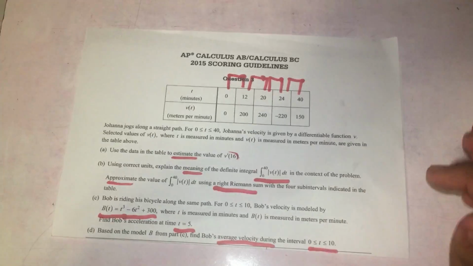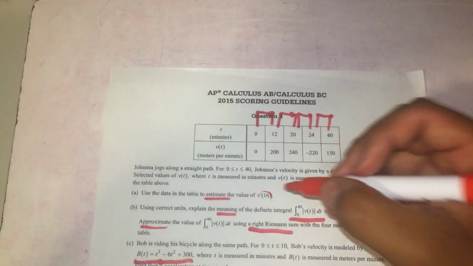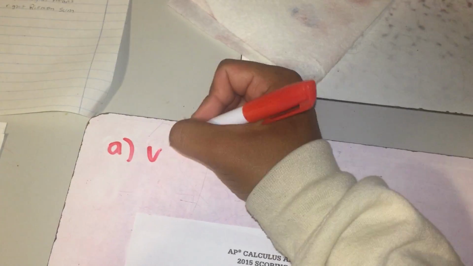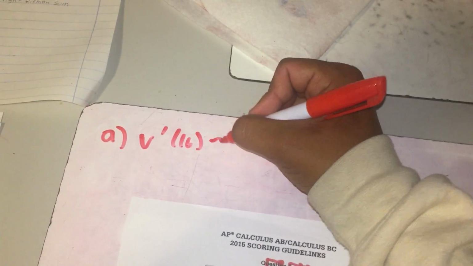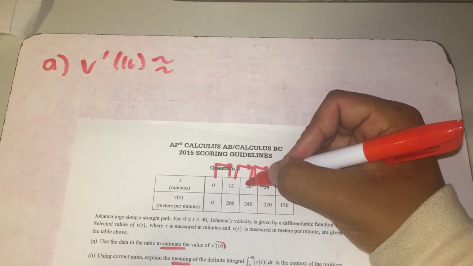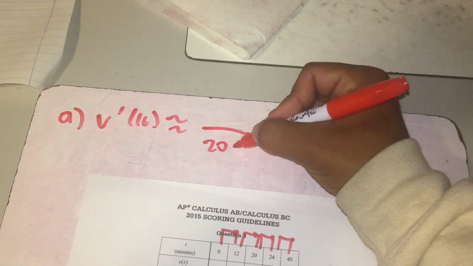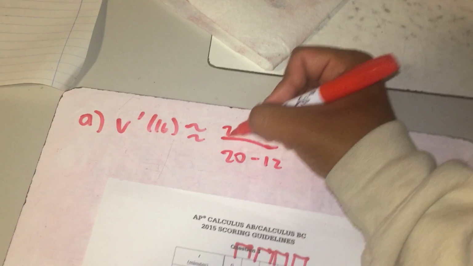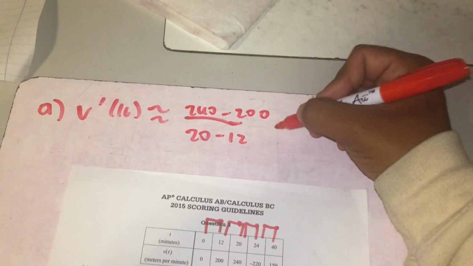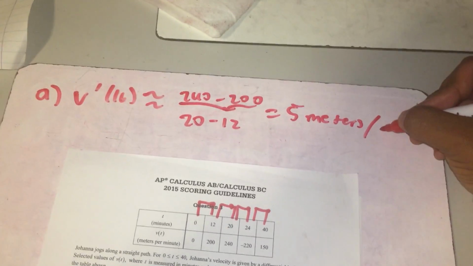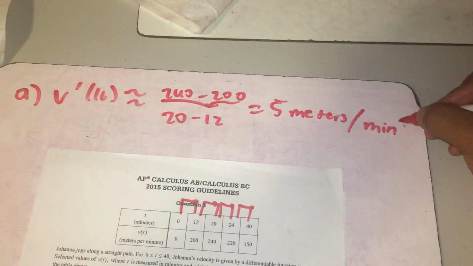For problem A, it's asking for an estimation of v prime of 16. This is basically the slope. So to find that, we use the slope equation, and the two numbers in between 16 will be 12 and 20. So it will be 240 minus 200 over 20 minus 12, which will give you 5 meters per minute squared.